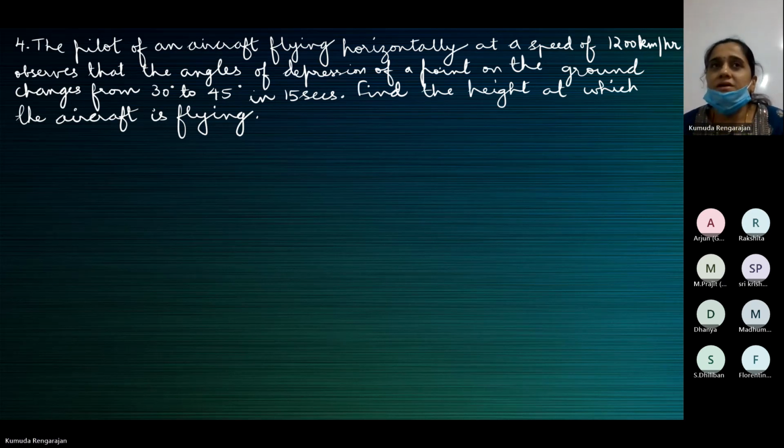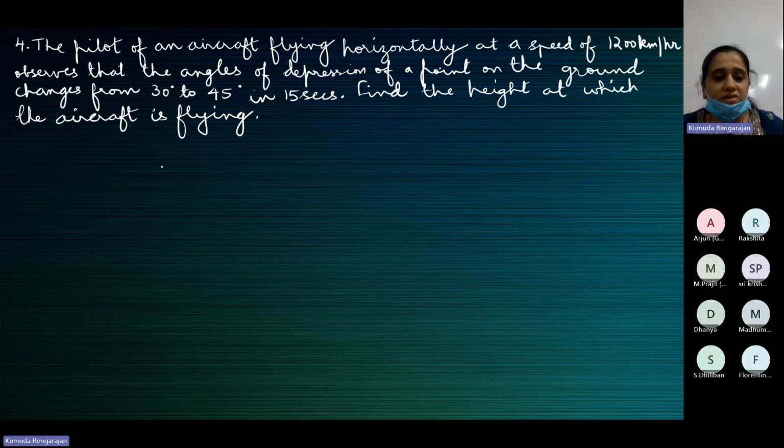You understand? The observer is taking two different positions, but he's looking at the same thing on the ground. So the point P on the ground is the same. He's looking at the same point P from two different positions because he's moving. At a particular instant, the depression is 30 degrees. The plane is moving, so after 15 seconds, he looks at the same thing on the ground, and the depression is 45 degrees. The object is only one here, and the depression changes from 30 to 45 in 15 seconds.